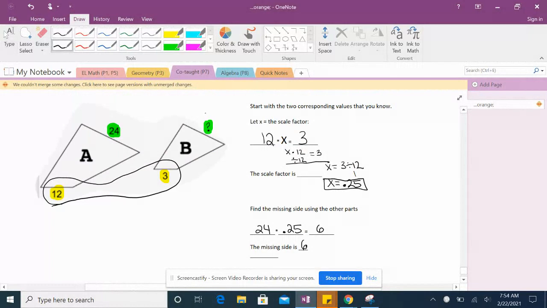So that means that this side right here is equal to 6. Because if I multiply this by 0.25, I get 6. Si multiplicamos este por 0.25, obtenemos 6. If we multiply 12 by 0.25, we get 3. Si multiplicamos el 12 por 0.25, obtenemos 3.